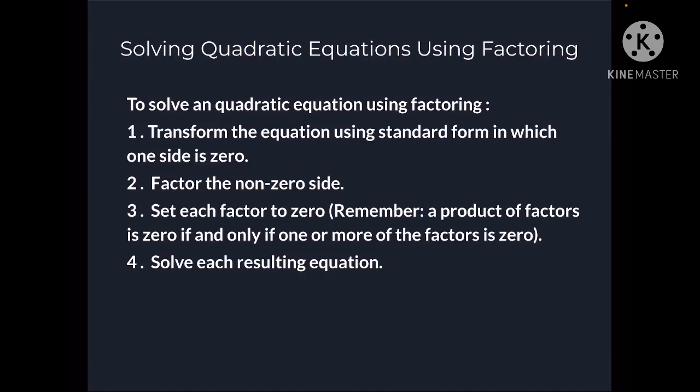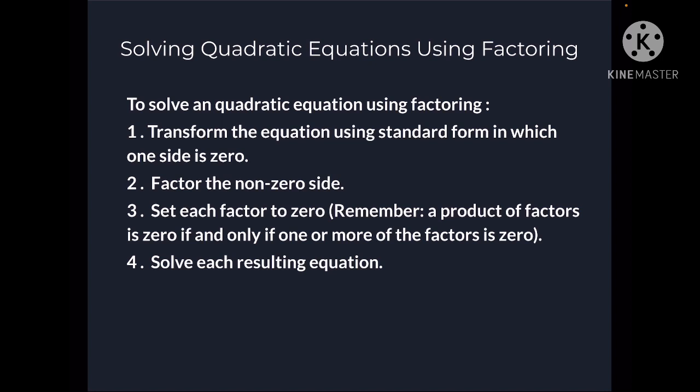How to solve a quadratic equation using factoring? To solve a quadratic equation using factoring, we have 4 steps. The first step is transforming the equation to the standard form, in which one side is 0. The second step is factoring the non-zero side. The third step is setting each factor to 0.